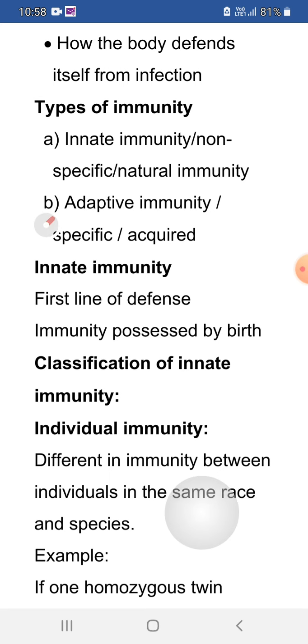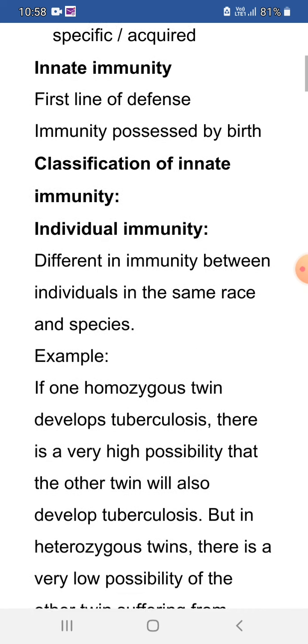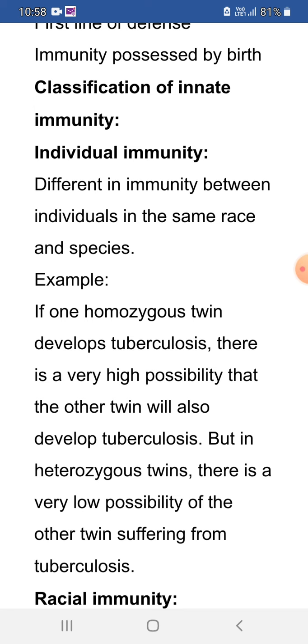But for now, let's consider innate immunity as the first line of defense and adaptive immunity as the second line of defense. Then another thing about innate immunity is that it is there at birth. It does not depend on exposure to any antigen. You are born and the body is able to defend itself. So we'll move on and look at classification of innate immunity.